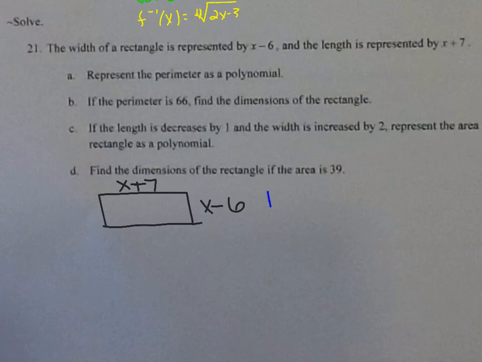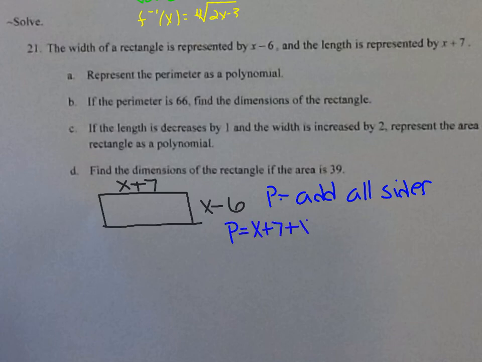So now remember, perimeter means to add all the sides. Okay, remember, opposite sides in a parallelogram or a rectangle are equal. So it's going to be x plus 7 plus x plus 7, because that's the opposite side, plus x minus 6 plus x minus 6. Combine like terms, x plus x plus x plus x is 4x. 7 plus 7 is 14. Then we're going to minus 6, and minus 6 is 2.